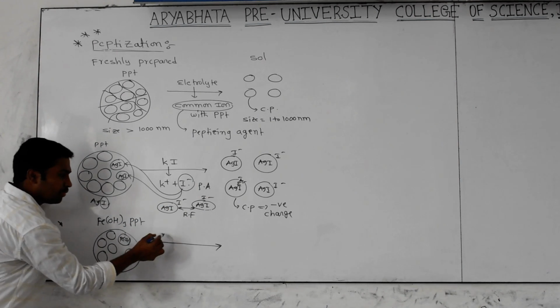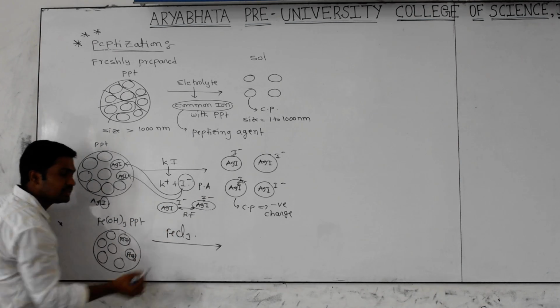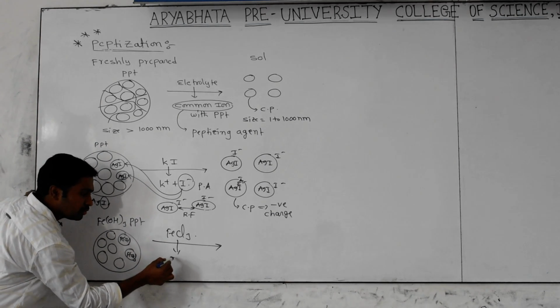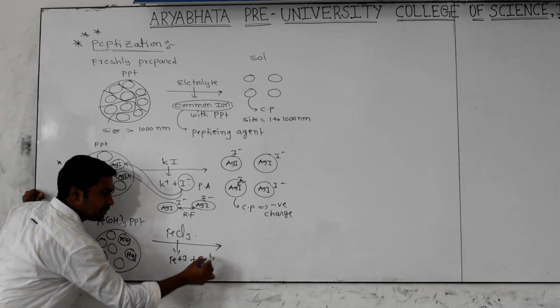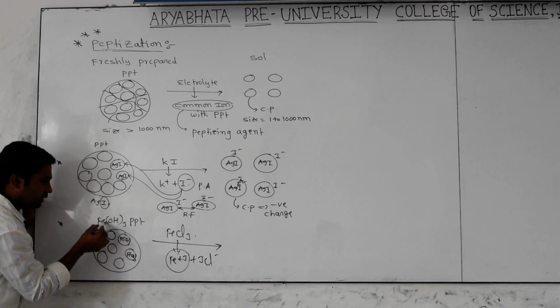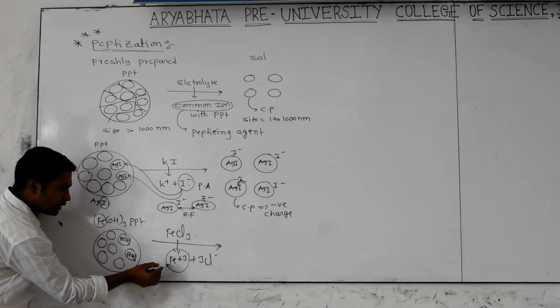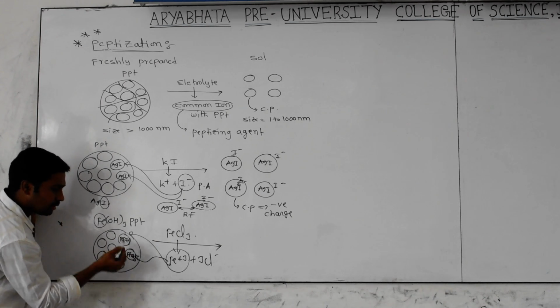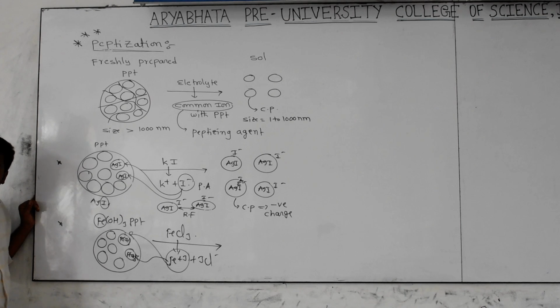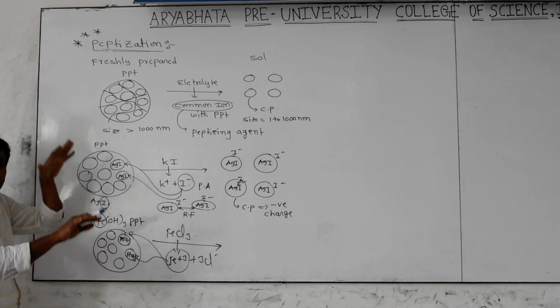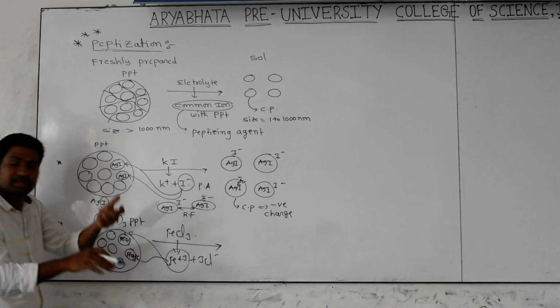Now I want to add, for example, FeCl3. Is there any problem? No. It is also a strong electrolyte, because it is a metal and non-metal combination, like a salt. Then it will break down into Fe3+ plus 3 Cl minus. What is the common ion here? Fe3+ is the common ion, acting as the peptizing agent. It will stick on the Fe(OH)3 precipitate particles. Then every particle becomes positively charged, and because of the same charge they repel together. The whole material breaks down into small pieces.